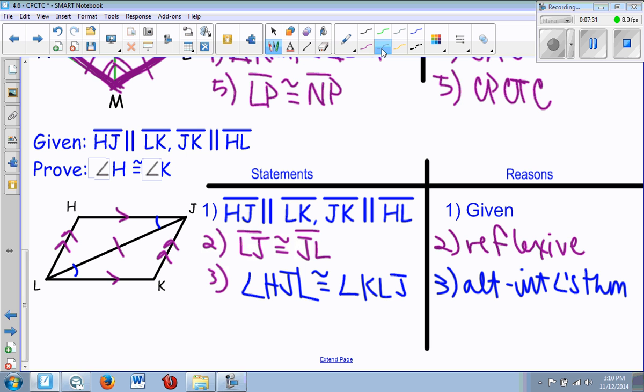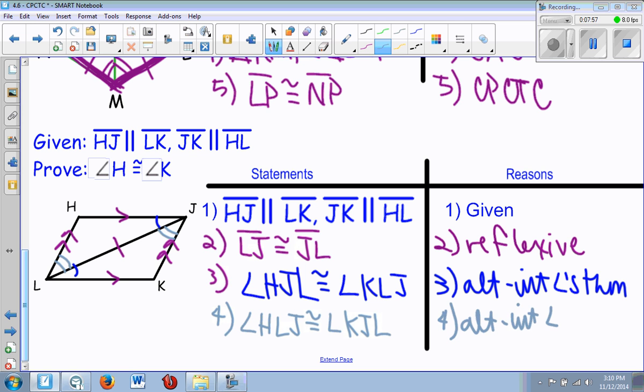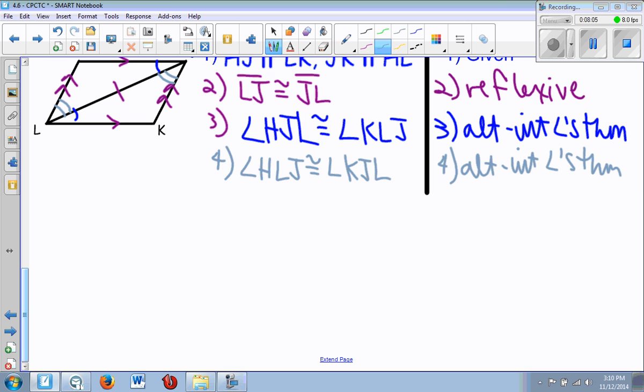Now what you notice is the left side and the right side are also parallel, which tells you you have another set of congruent angles. That set of congruent angles are named, on the left, angle HLJ, and on the right, angle KJL. Those again are congruent because of alternate interior angles theorem. And if you look at your proof, that gives you three separate congruencies. Since I have three separate congruencies, that means that I have congruent triangles.